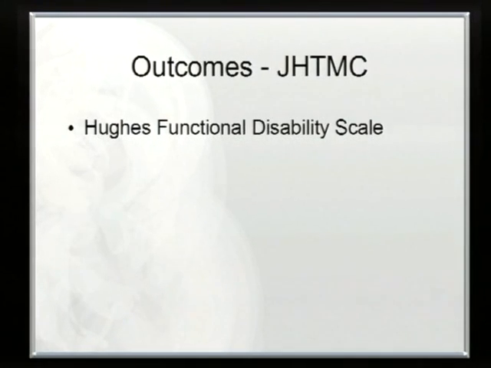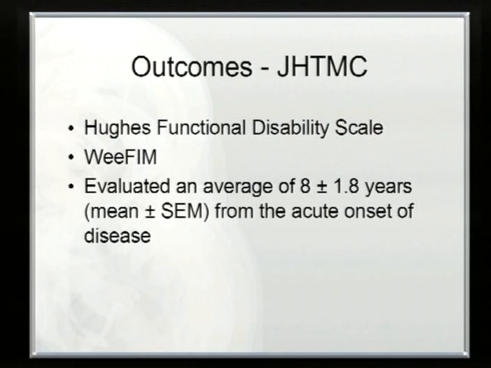We use something called the Hughes Functional Disability Scale in tracking outcomes of our individuals with transverse myelitis, and we also use a functional outcome measure called the WeeFIM. FIM stands for Functional Independence Measure, and Wee stands for pediatrics, or small. The information that we have, we collected at an average of about 8 years after the acute onset of the disorder, plus or minus 1.8 years.